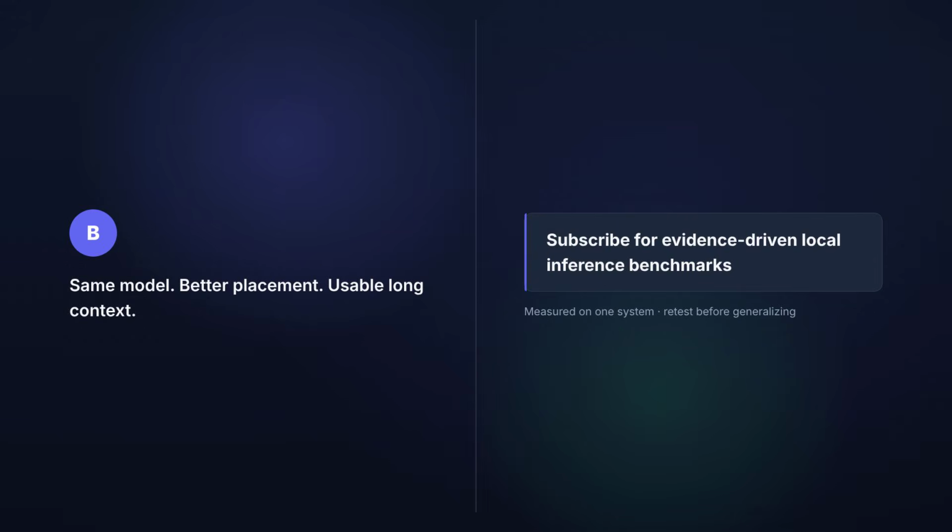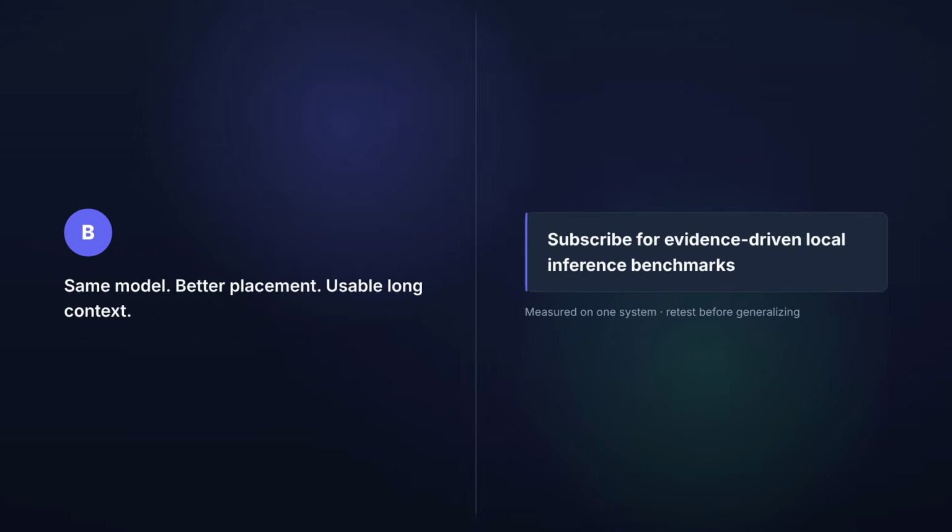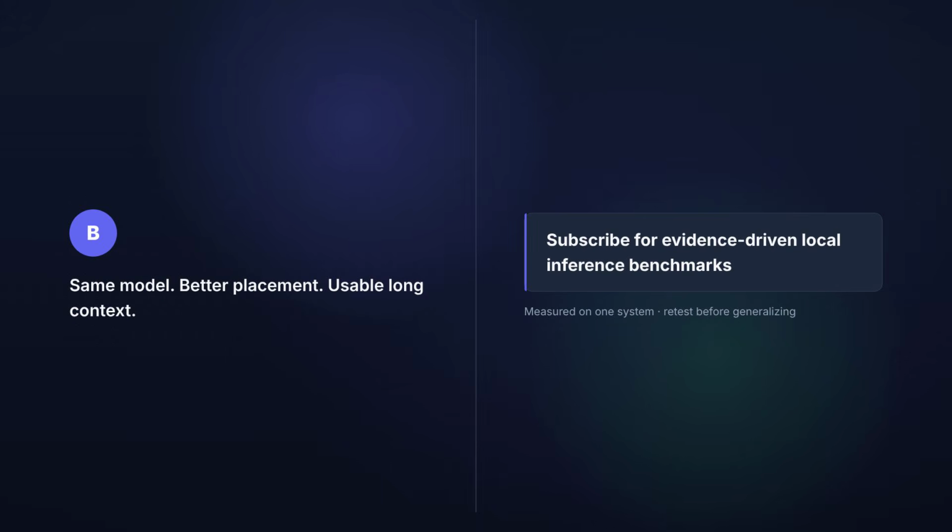The answer to this long context slowdown was not a new model or a bigger graphics card. It was finding a placement bottleneck and changing how the work was divided, turning the largest tested prompt from a stall into a usable local workflow.